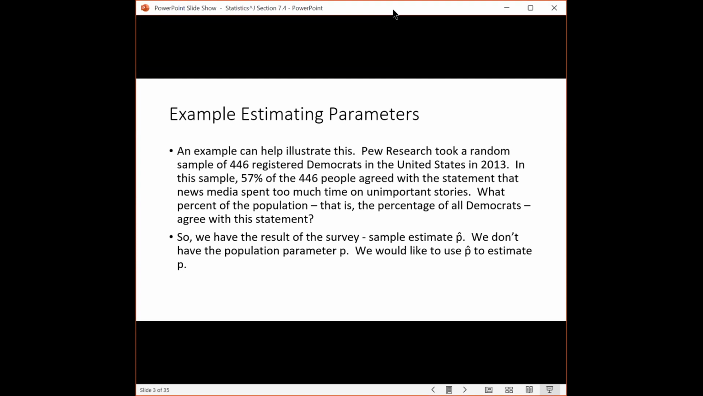Okay, so an example can help illustrate this. Pew Research took a random sample of 446 registered Democrats in the United States in 2013. In this sample, 57% of the 446 people agreed with the statement that news media spend too much time on unimportant stories. What percent of the population, that is the percentage of all Democrats, agree with this statement? So we have the result of the survey. We have p hat. We don't have population parameter p. We would like to use p hat to try and estimate p.